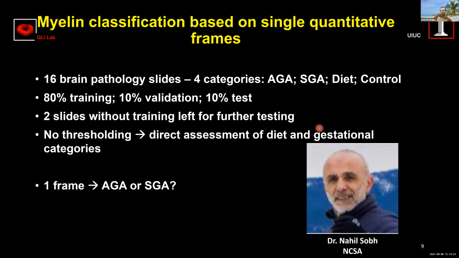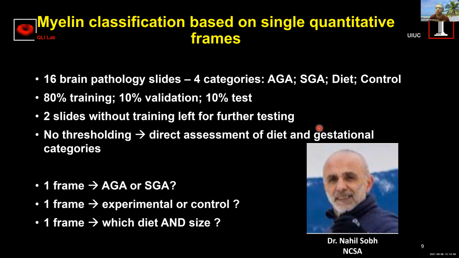And then these were the questions that we wanted to ask. Okay, so keep in mind, this is kind of unique. Given 1 frame of a quantitative image of this piglet tissue, can you tell me whether the piglet associated with this was appropriate for gestational age or small? Secondly, was it fed a diet of hydrolyzed fats or was it control? And thirdly, can you do both?